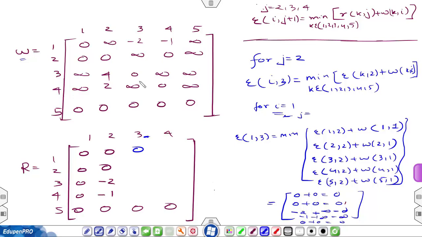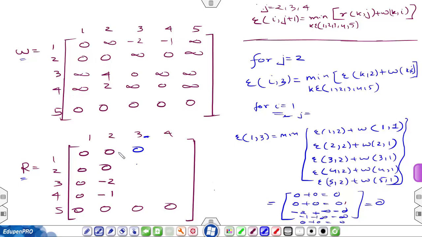Okay, and choose the minimum, that is 0. Same thing you have to do for 2 comma 3. So you have to refer the second column of matrix R and for i equal to 2, the second column of matrix W. Without writing this in a tedious way, you can just calculate it quickly.